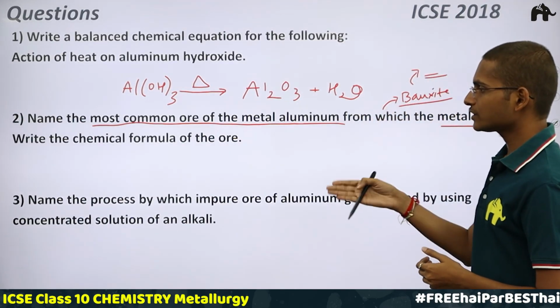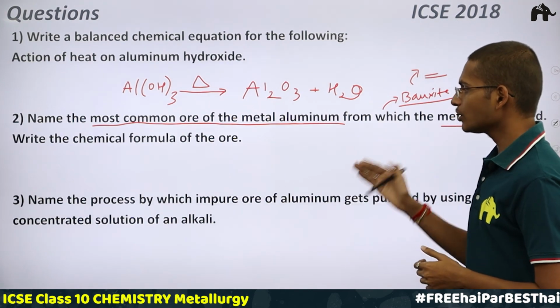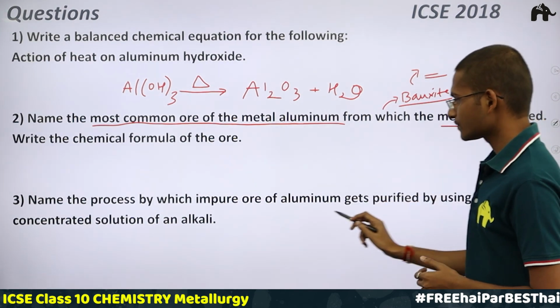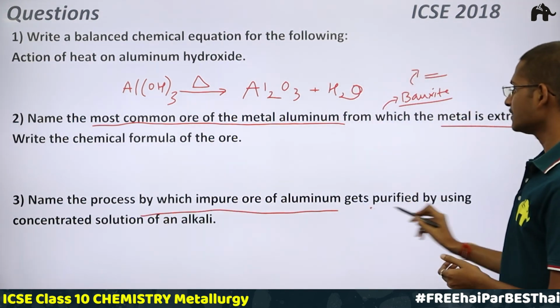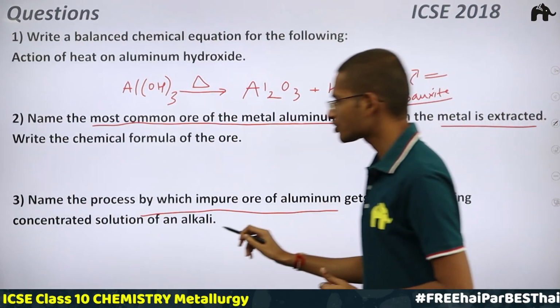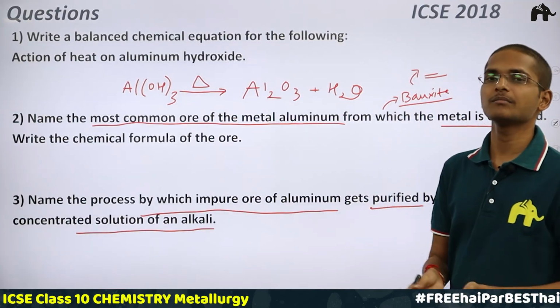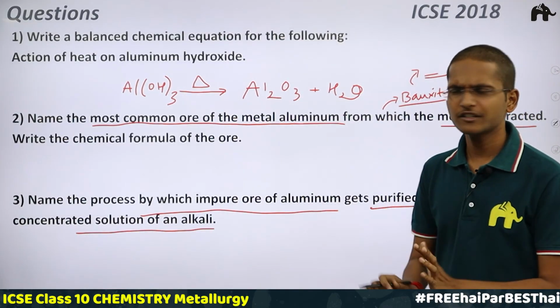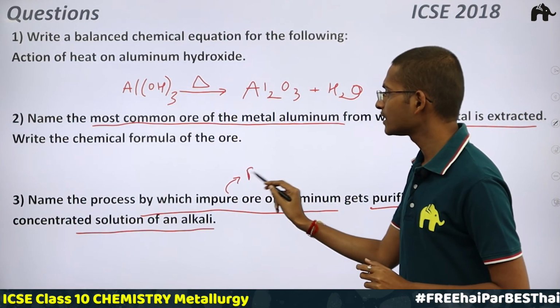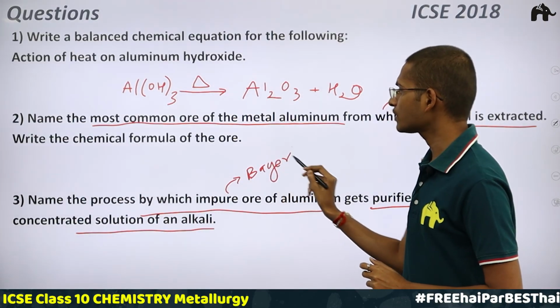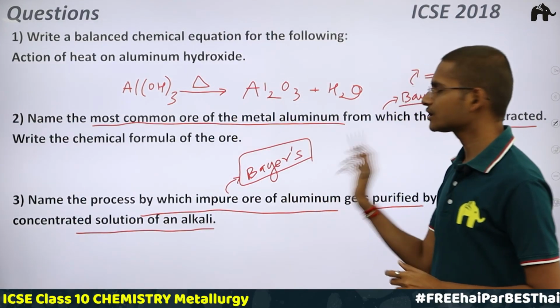Next is name the process by which impure ore of aluminium gets purified by using concentrated solution of alkali, right? Just now we have seen the entire process, and they are just simply asking the name of this process. So such simple questions are also being asked in your exams. They just test how strong your concept is. So answer would be the Bayer's process.